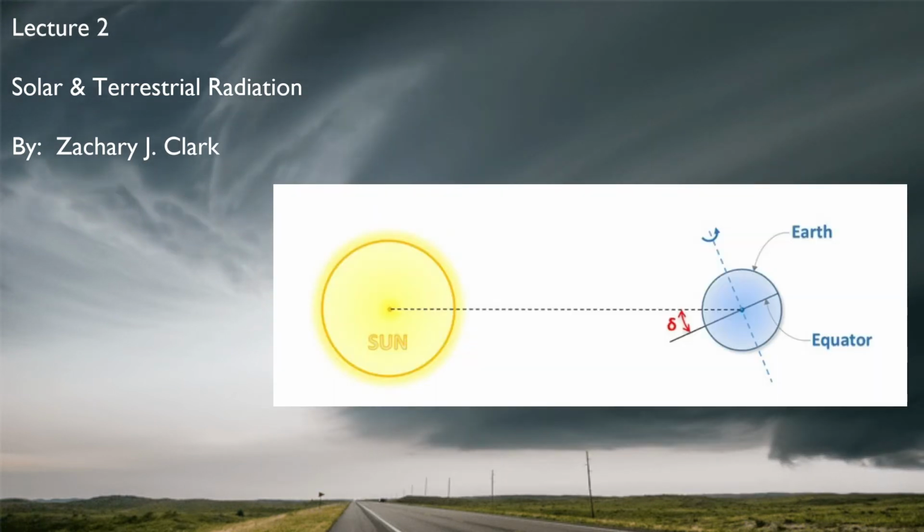Basically, that explains the declination angle there, guys. So that is described by the Greek letter delta.